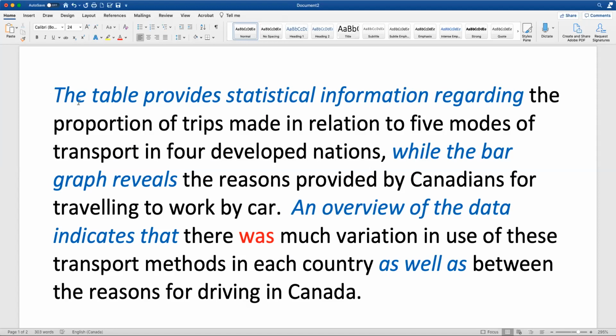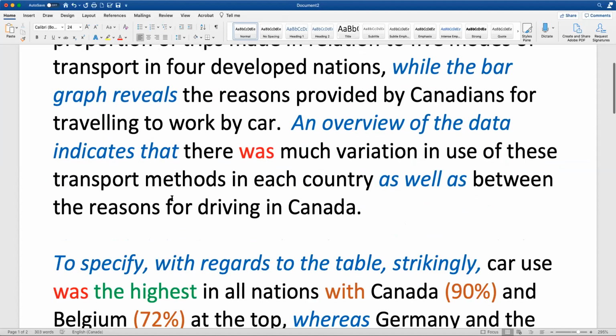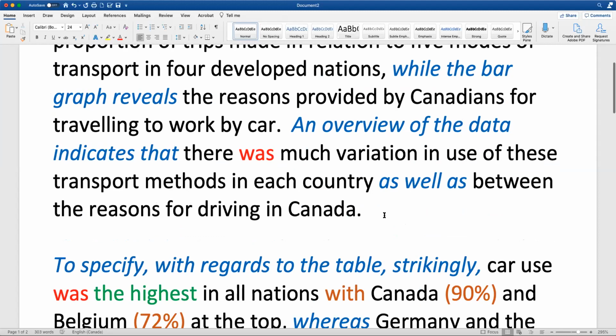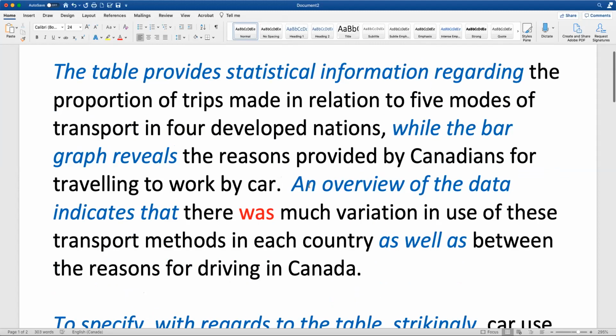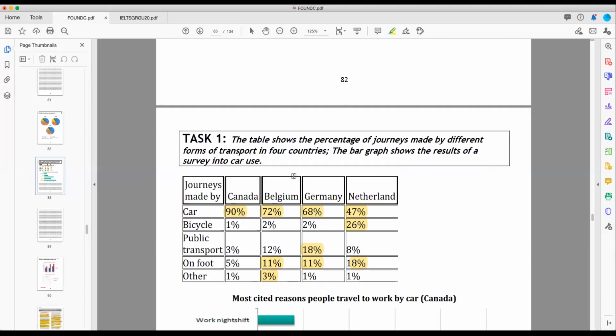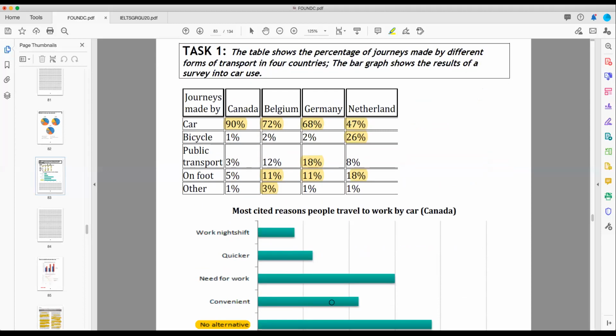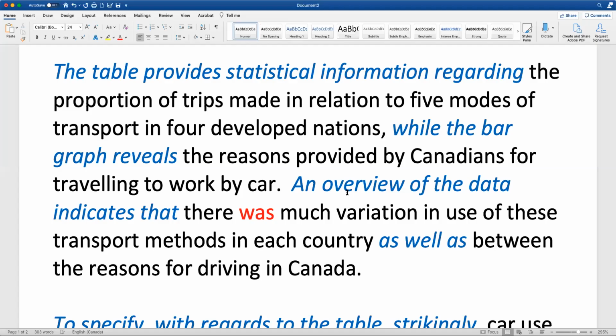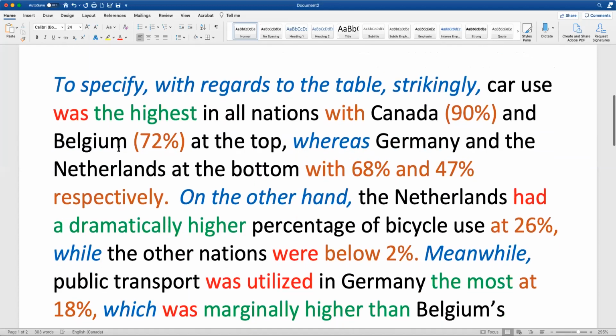Okay, then we get to the overview sentence, Micheline. An overview of the data indicates that there was much variation in use of these transport methods in each country, as well as between the reasons for driving in Canada. Okay, so that basically looks like our graph over here. We basically rephrased the sentence and then gave a general overview. Now we get to the first paragraph where we should describe this table as much as we can. So go ahead, Abdi.